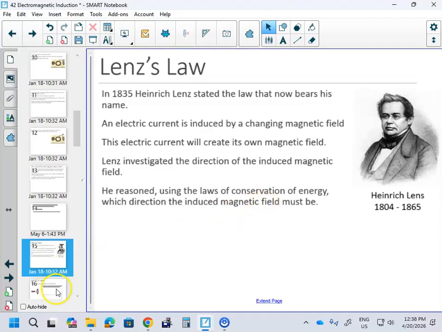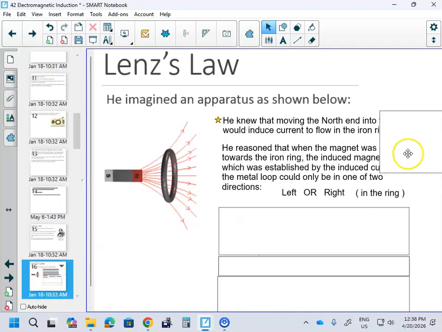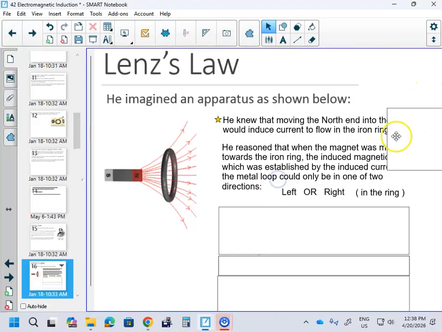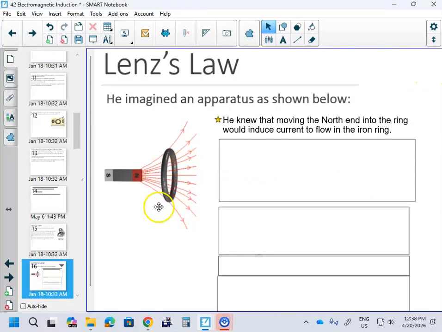Okay, so the idea is that if you brought in, say, a north to this ring, and then current gets induced here, so then it makes a magnetic field. If it makes north, that would oppose things and make it harder to push the magnet through, and so it would slow things down. It's basically like there's friction.